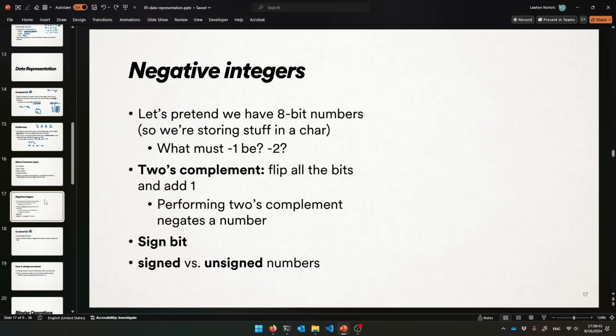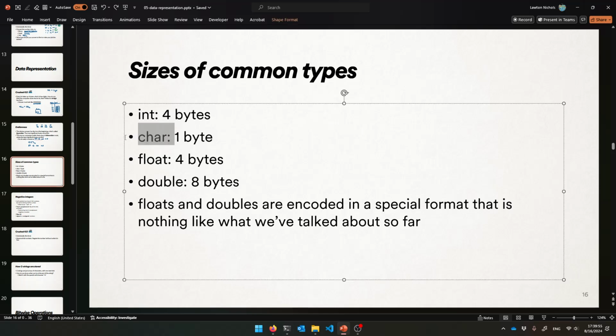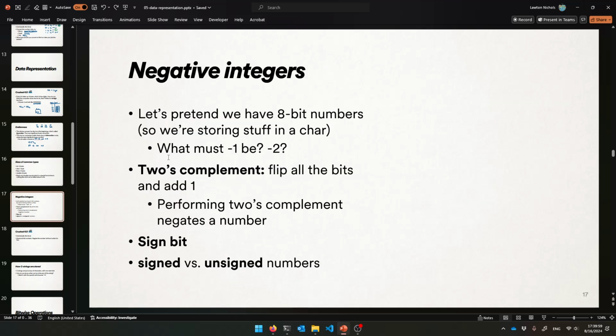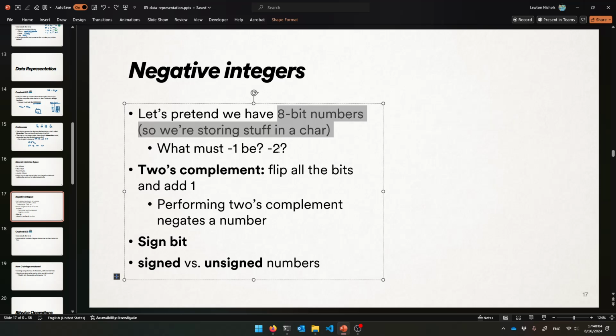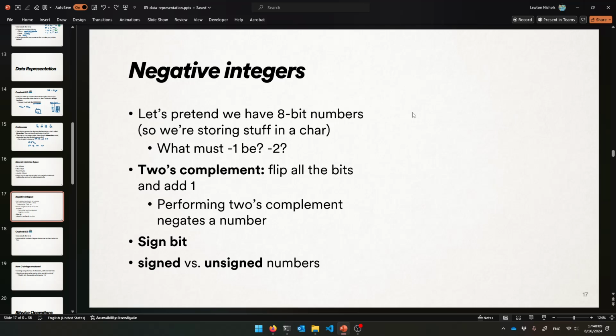Let me tell you how negative numbers work now, just in case you've never learned that yet. So, negative numbers. Let's first of all pretend that we're talking about chars right now, because I don't want to write a ton of zeros all over the place, because I want to talk about binary. Let's pretend that we're storing things in a char, and so we have 8-bit numbers. All right. What must the number -1 be as an 8-bit number? All right. Let's figure it out together. So whatever -1 is, you would agree, right, that if you added it to 1, you would get 0, right? Because that's the whole point of being -1.